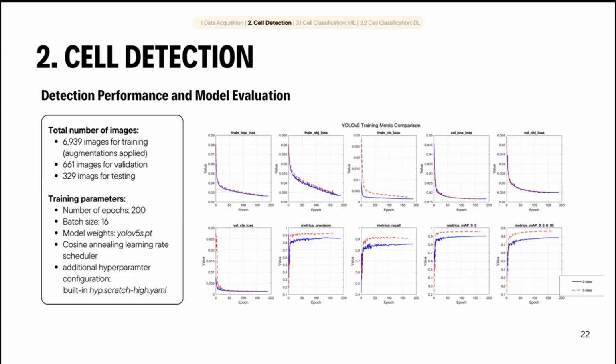Looking at the plot here, it shows the training performance for both experiments. The blue line represents the 2-class experiment, while the red dotted line represents the 5-class. In both cases, the model performed well. You can see that the loss decreased smoothly throughout the training with no signs of overfitting in either experiment. The mean average precision, or mAP as you can see from the plots, increased steadily and eventually converged. Although both experiments achieved good performance, the 5-class experiment showed a higher mAP overall.